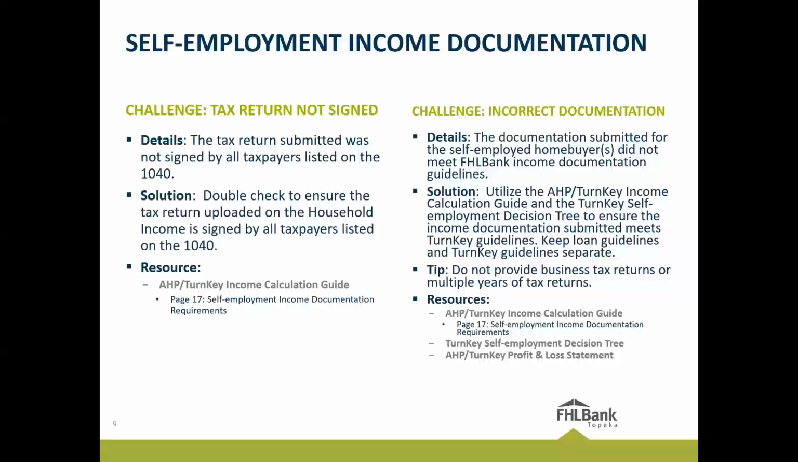Also, all documentation needs to meet FHLBank's income documentation guidelines. This is one area where small details really matter. Whenever you're working with a household that includes a self-employed individual, it's incredibly helpful to review page 17 of the AHP TurnKey Income Calculation Guide. That page walks through exactly what's required and how to determine the correct income.